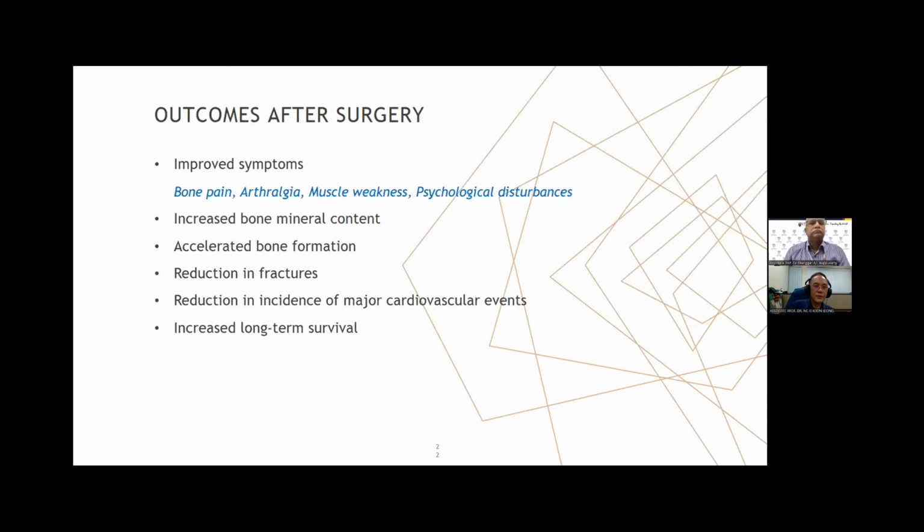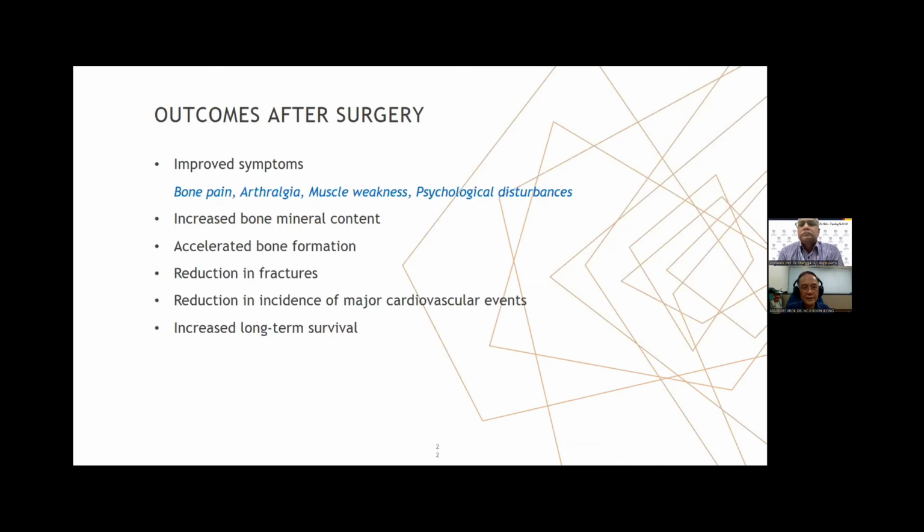So what are the outcomes? Patients will get improved symptoms. The bone pain decreases, and their arthralgia, muscle weakness, and the psychological mood swings all decrease.